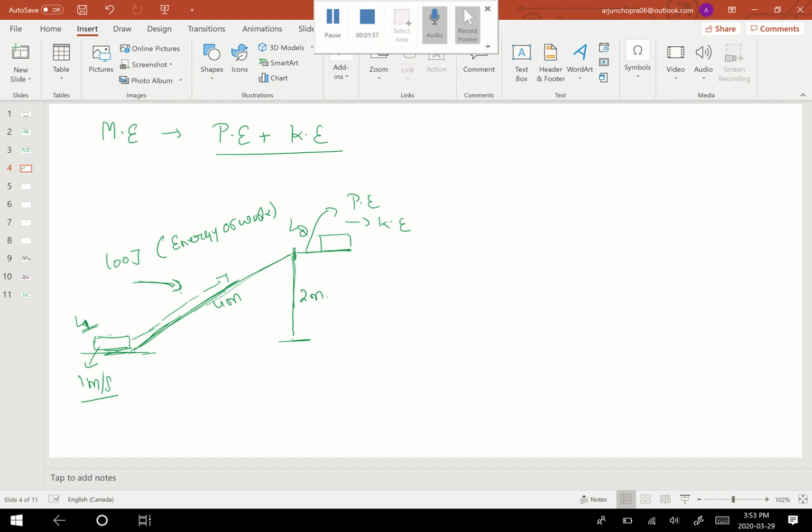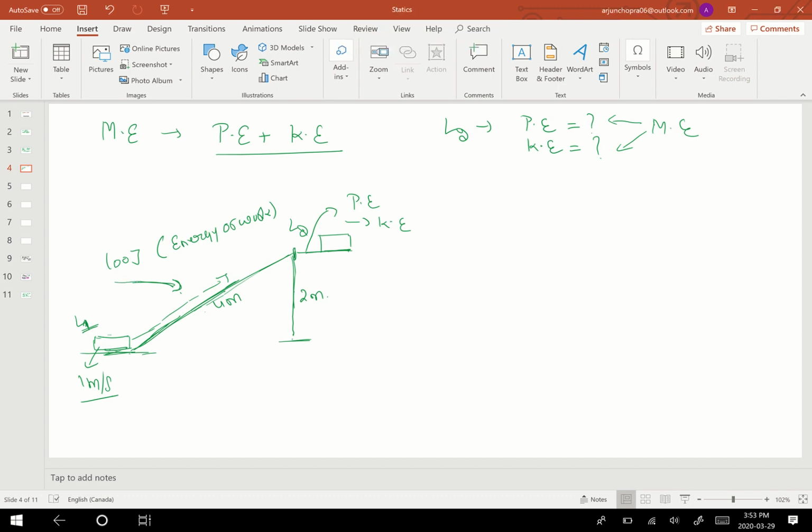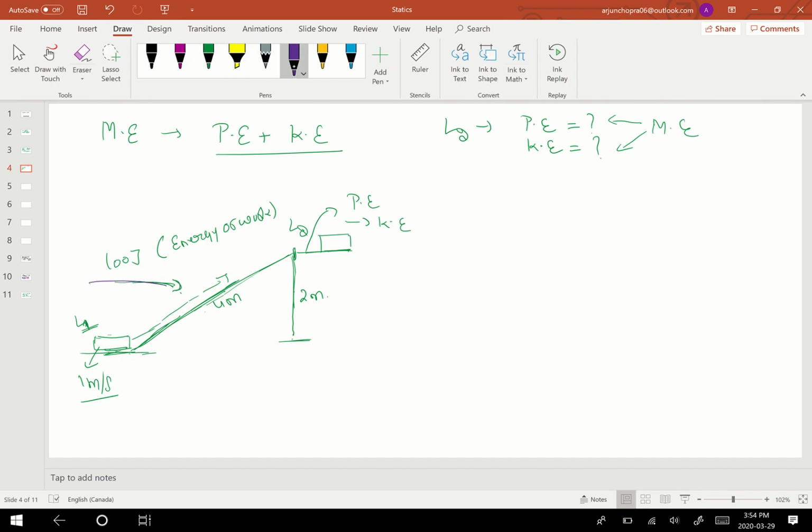So at location 2, I wanted to find the potential energy, kinetic energy, and mechanical energy. If I can find the potential energy and kinetic energy, I'll add those two values, and that will give me the total mechanical energy of the system. At location 1, first of all, what is the mechanical energy? This is an example of a non-isolated system. Why? Because I am adding work into the system, whereas in an isolated system, no work can be added and nothing can be taken out.